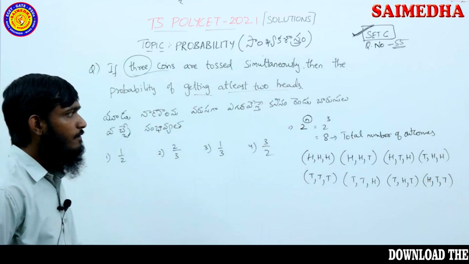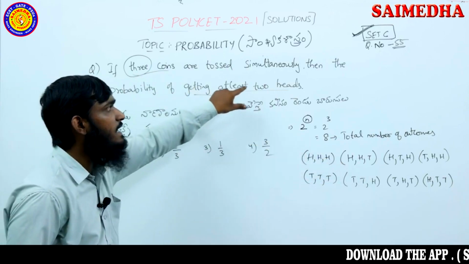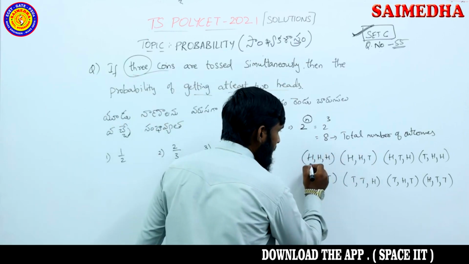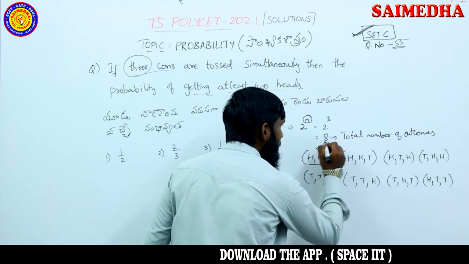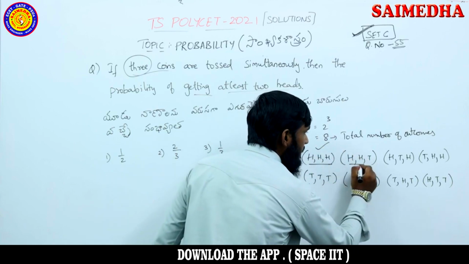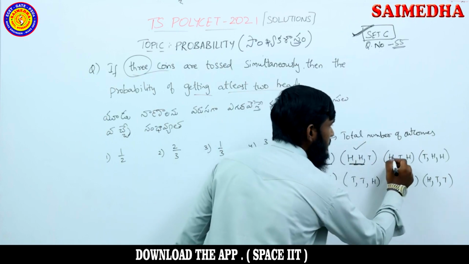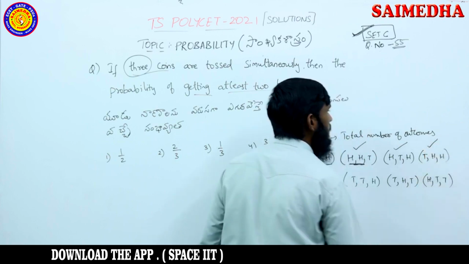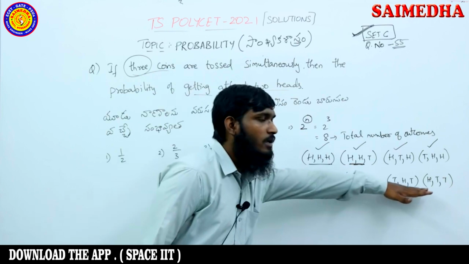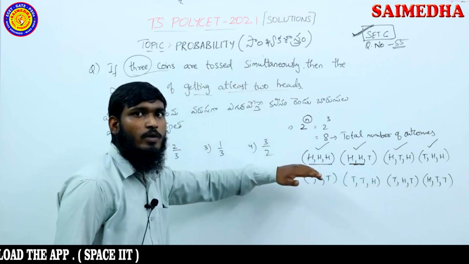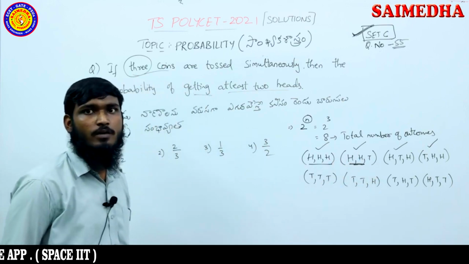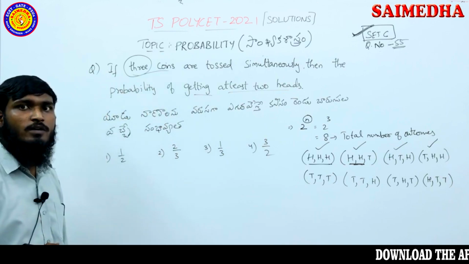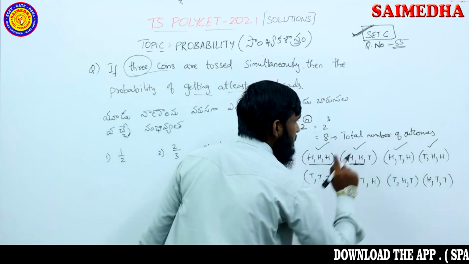From these outcomes, we have to find the probability of getting at least 2 heads. So we can see the outcomes over here. This one contains 3 heads, so we can take this outcome. This outcome also contains 2 heads, so we can take it. This contains 2 heads, and this also contains 2 heads, so we can take this outcome also. But the remaining 4 outcomes we cannot take, because they do not contain 2 heads. So 1, 2, 3, 4, the 4 will be your favorable outcomes. The number of favorable outcomes is equal to 4.